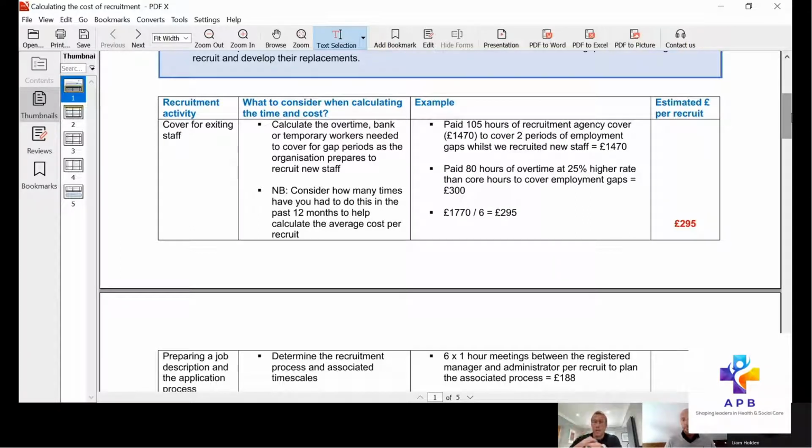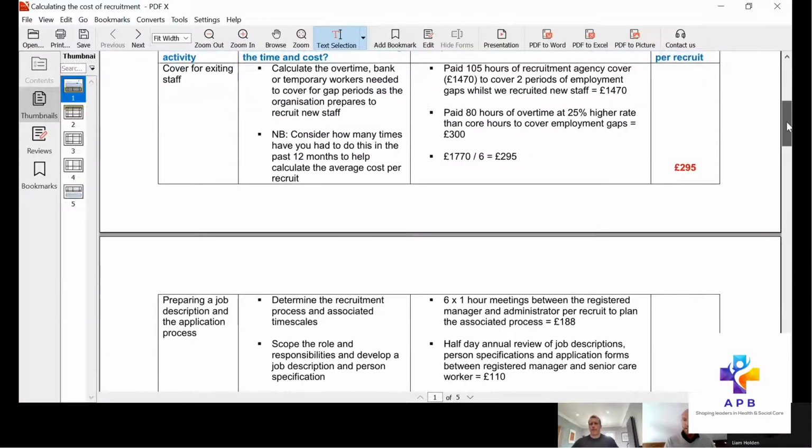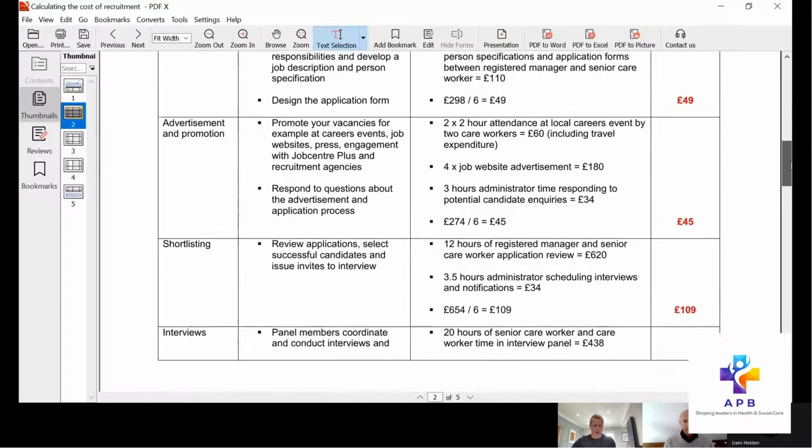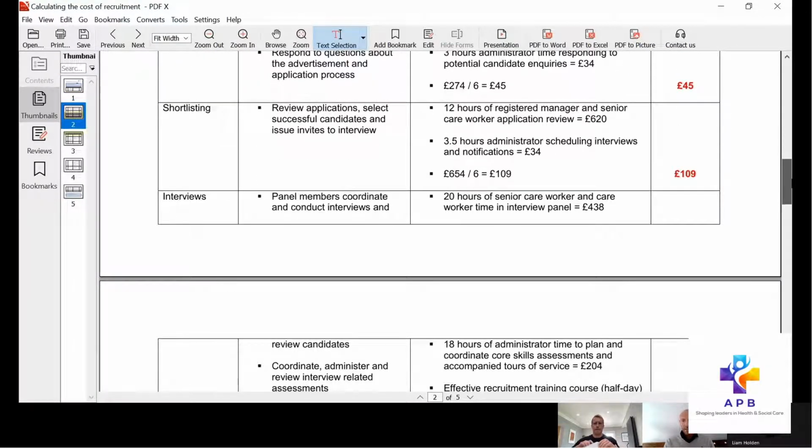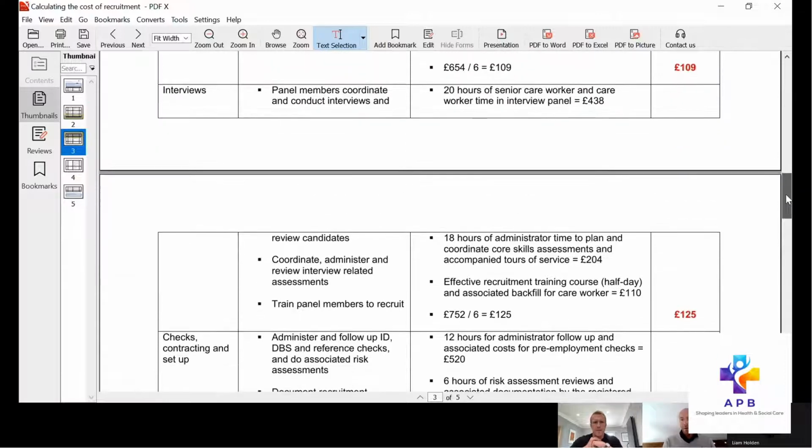You also need coverage if you're bringing people in for interviews, right? Yeah, and I think that's outlined somewhere further down. So we've got here the interview costs. Having an interview panel, having senior people out of work, sitting on these panels, the assessment of CVs, it all costs. So they've got there the 20 hours of a senior care worker and a care worker in an interview panel is £438.